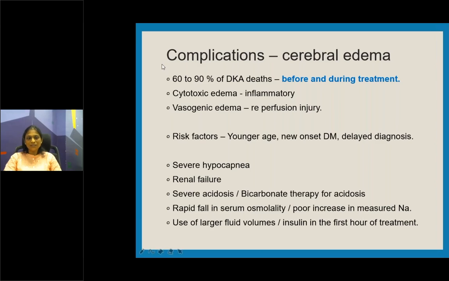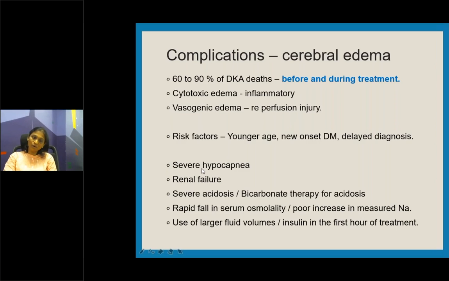What happens is when there is hyperglycemia and osmotic diuresis with renal perfusion going down, there can be a lot of toxins accumulating, and these toxins can cause a cytotoxic edema. This can incite an inflammatory response. When the treatment starts, there is a reperfusion injury and there is resulting vasogenic edema with a breach in the blood-brain barrier. The risk factors for them are younger age, new onset diabetes mellitus, and a delay in diagnosis. All carry an increased risk for cerebral edema.